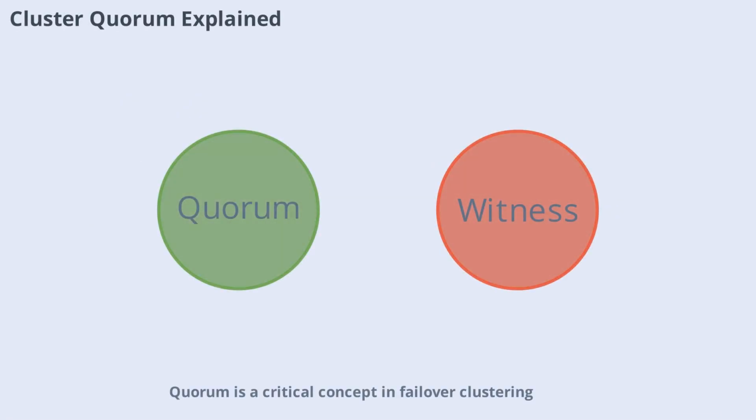Quorum is a critical concept in failover clustering. It determines the number of failures a cluster can sustain while remaining operational. Each node and witness gets a vote, and more than half the votes must be active for the cluster to run. This prevents split-brain scenarios where multiple parts of the cluster think they're active, risking data corruption. There are several quorum modes: node majority, node and witness majority, and disk witness only. Choosing the right quorum configuration ensures your cluster remains resilient and avoids downtime during failures.